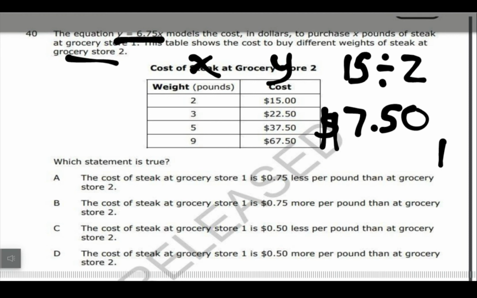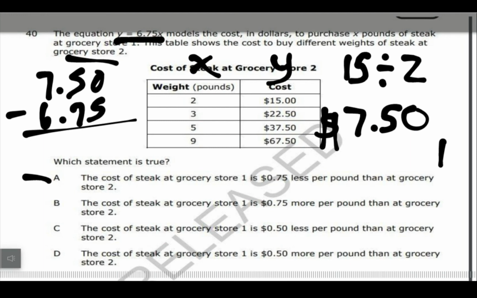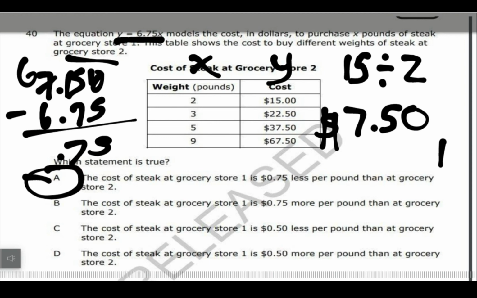So we want to look at what it says. It says the cost of steak at grocery store 1 is 75 cents less. That's actually the answer, because if I take these and subtract, that is 75 cents. And it is less, so that would be correct. So I don't have to go any further. So that one would just be A.